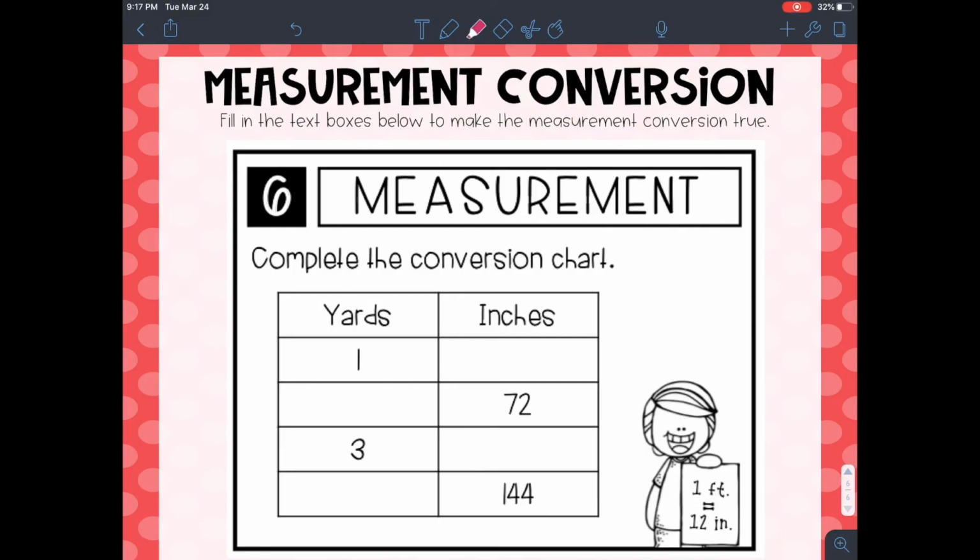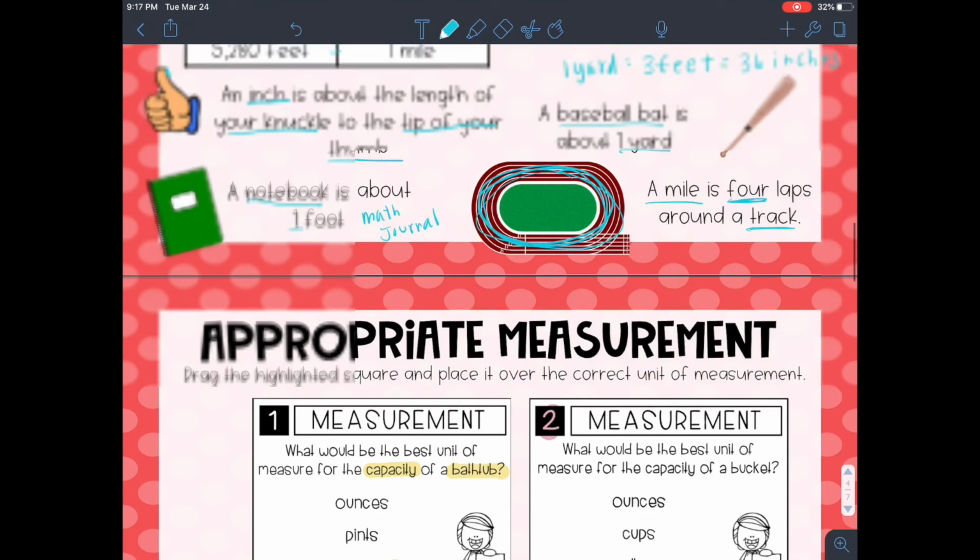Alright, now moving on to your last slide. Again, we're completing measurement conversions, so we're keeping the same value, just changing the unit of measurement. This time I have yards and inches, so I need to figure out how many inches are in 1 yard. So I'm going to scroll back up to the top.